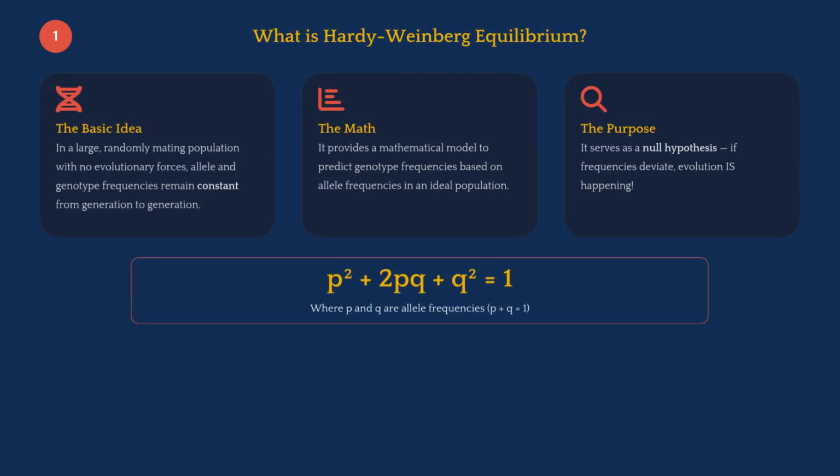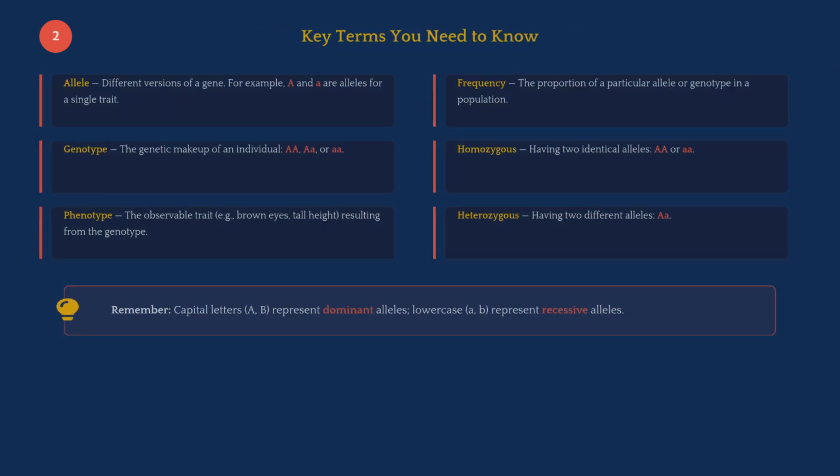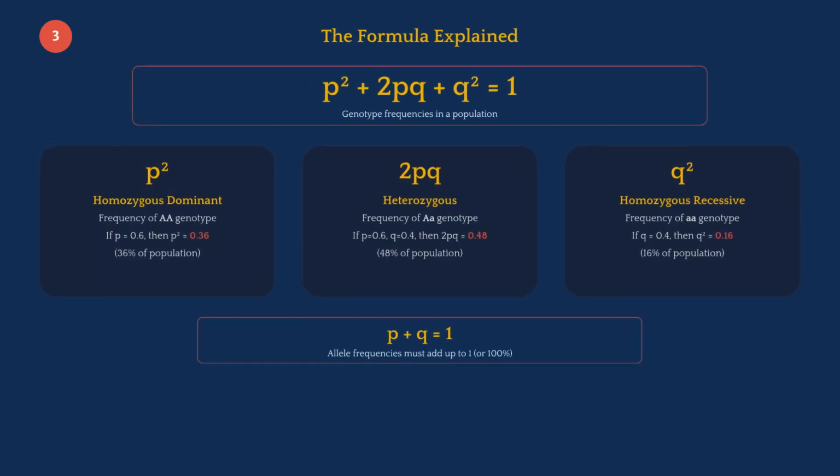Hardy-Weinberg Equilibrium provides a mathematical model to predict genotype frequencies in an ideal population using allele frequencies. Its famous equation is p squared plus 2pq plus q squared equals 1, where p and q represent allele frequencies, and together, p plus q equals 1. Here, p squared represents homozygous dominant individuals, 2pq represents heterozygous individuals, and q squared represents homozygous recessive individuals.